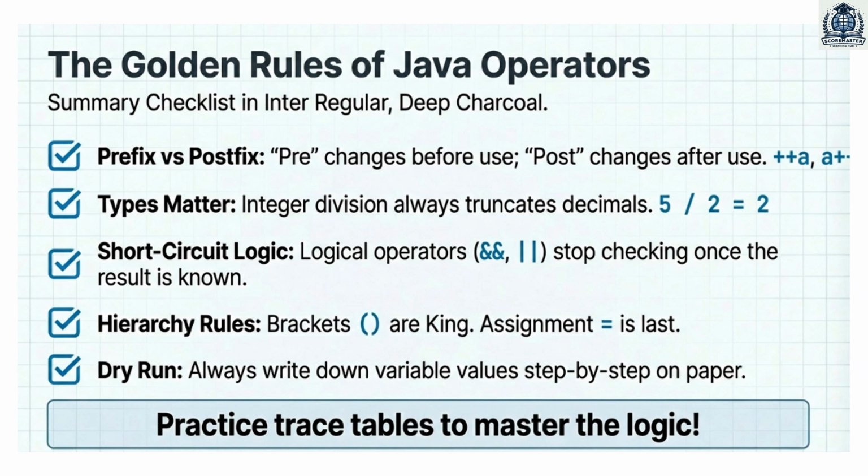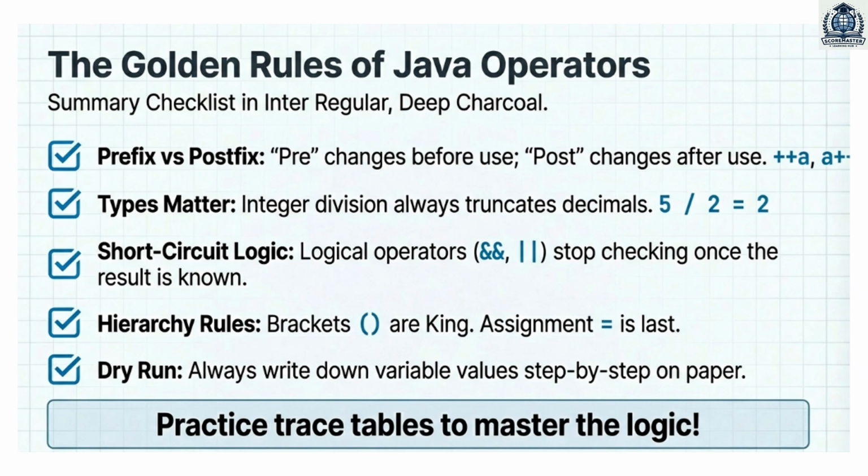Short circuit is smart execution. And stops when false appears, or stops when true appears. Java doesn't waste time. Precedence is non-negotiable. Brackets first, assignment last. Ignore the hierarchy and you're guessing, not programming.